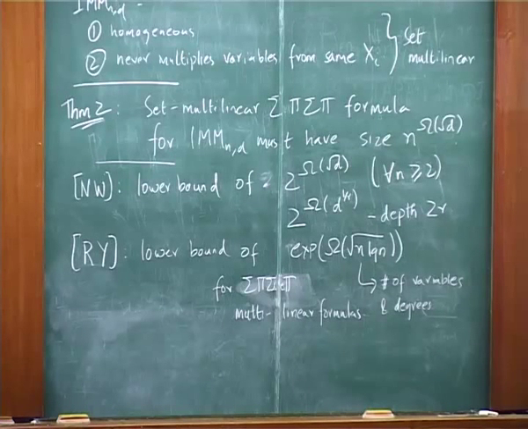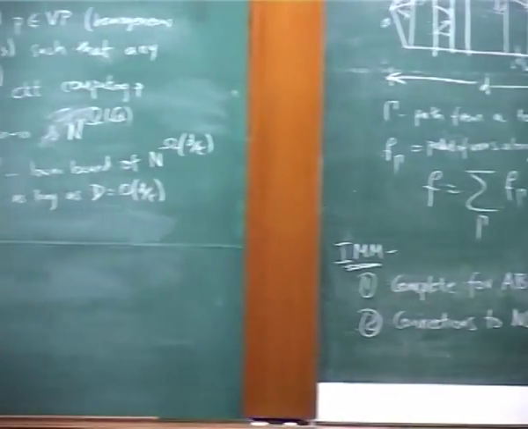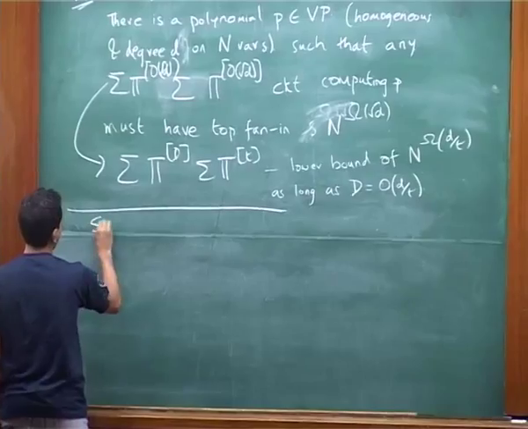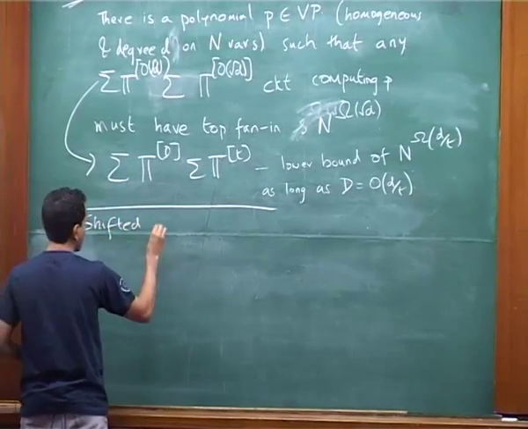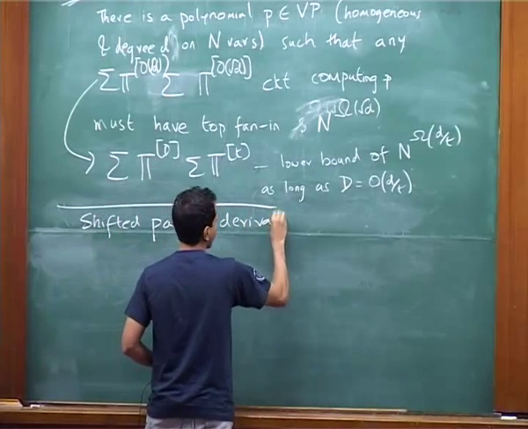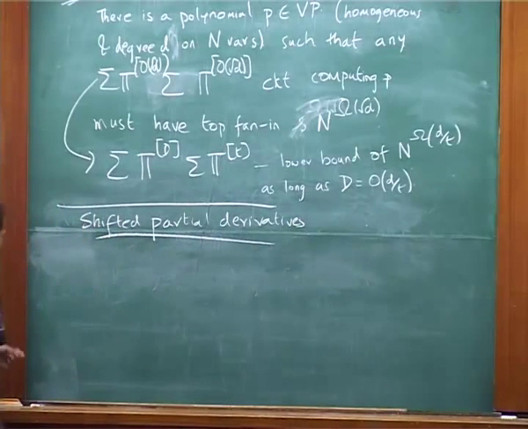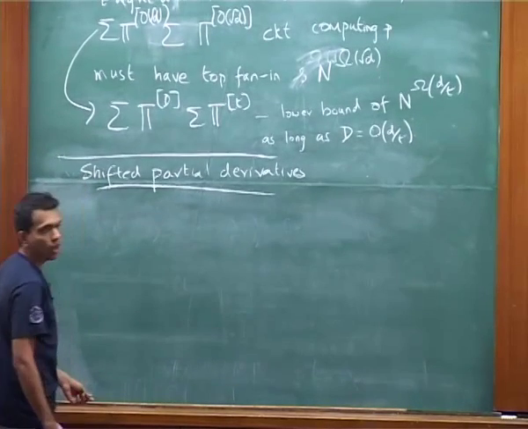All right. So let's go into the proofs of some of these things. Let me just try to prove theorem 1. I guess I won't have time for theorem 2 then. So how are we going to prove theorem 1? Well, we are going to use the method that was introduced by Ankit and Neeraj, the shifted partial derivative method.